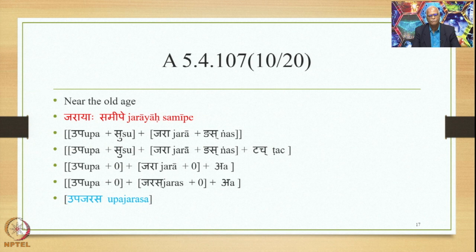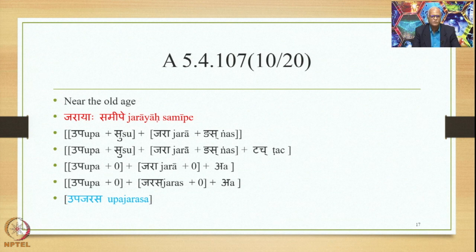So now when we have the example in this form, when the meaning to be conveyed is near the old age, and we get the samasa prescribed by the sutra avyayam vibhakti samipa etc. So upa is the avyaya in the sense of samipa. It gets compounded with the semantically related subanta jara. And so we have the laukika vigraha jarayaha samipe. The alaukika vigraha is upa plus su plus jara plus ngas. Now we get the samasa saudhnya by the sutra avyayam vibhakti etc. And then we immediately add the samasanta suffix tach because of 5.4.107. So we have upa plus su plus jara plus ngas plus tach.